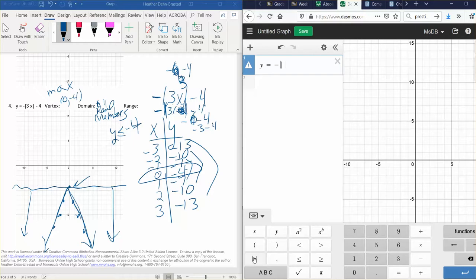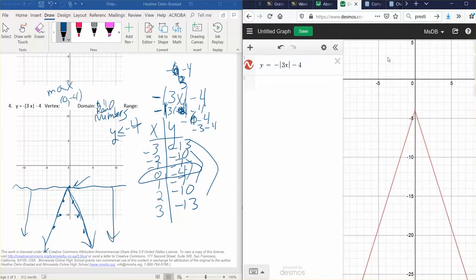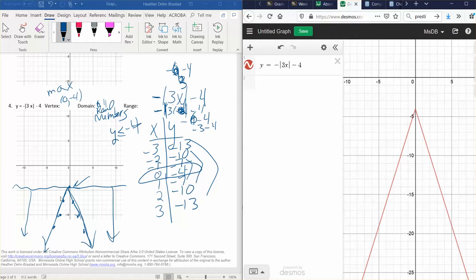So we have the absolute value of 3x. And then I can click the right arrow to move out of the absolute value. And then I need to do -4. So it's a little bit low down, but there's the graph. It looks like mine. So I know it's right.